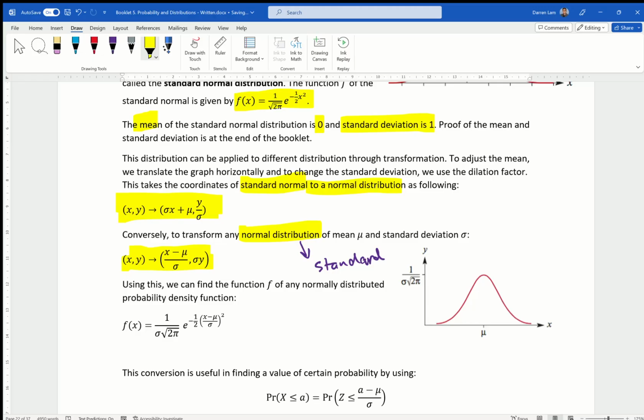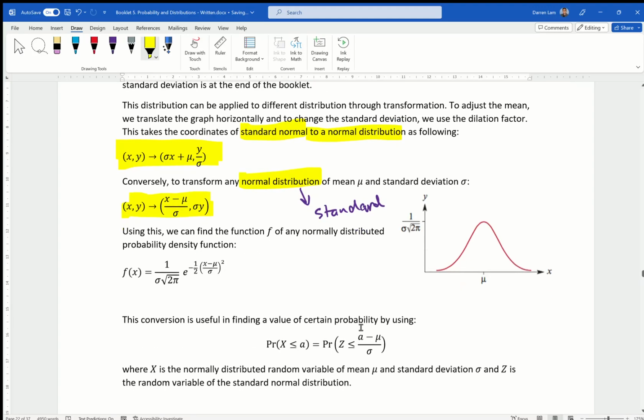Using this, we can find the function of any normally distributed probability density function as this. I promise this is as hard as it gets looking wise. It's not as hard as what I'm trying to say. f(x) equals 1 over the standard deviation times the square root of 2 pi, multiplied by e to the power negative half times (x minus the mean over the standard deviation) squared. And on the right is what the graph looks like. The peak of your graph will be 1 over standard deviation times square root of 2 pi. And your mean, of course, is just going to be your mean.